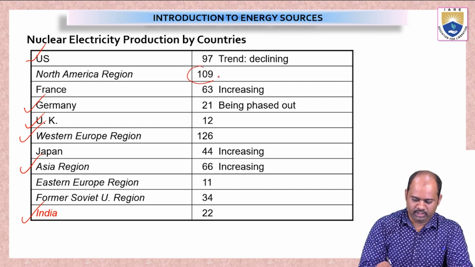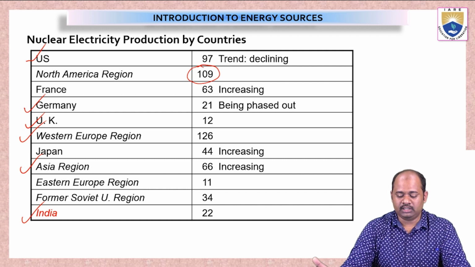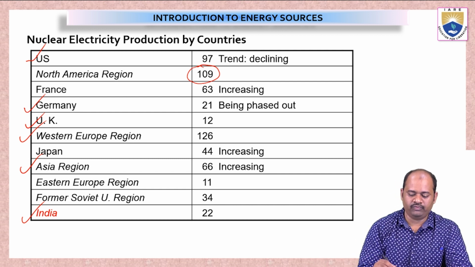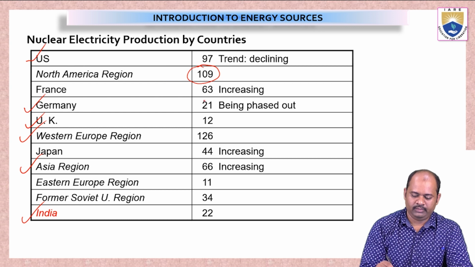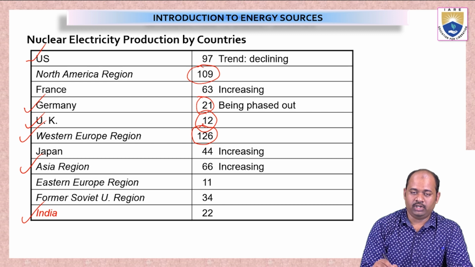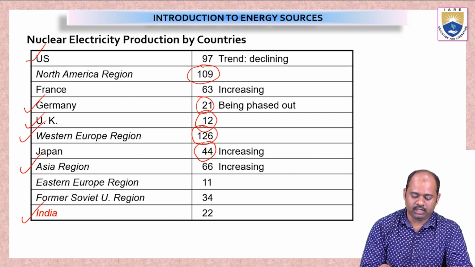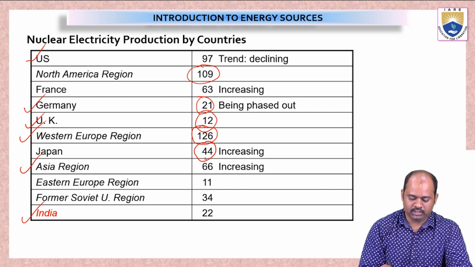In the North American region, we can see there are 109 plants and still more are being installed, where they are used for production of electricity. And 21 are there in Germany, and the UK has 12 nuclear power plants. Western Europe has as many as 126 nuclear power plants. And in Japan there are 44, and in Asia, 66 power plants.